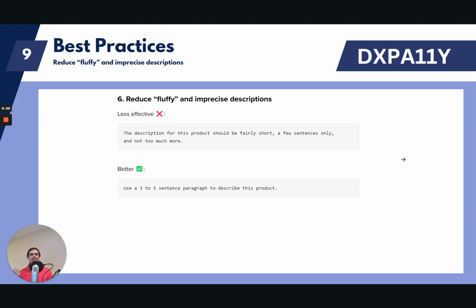Reduce fluffy and imprecise descriptions. So something like "the description of this product should be fairly short, a few sentences only, and not too much more." It's very generic. A few sentences only can be 3 to 5, can be 10 to 20. So don't do that. Try to be as specific as possible. So "use a 3 to 5 sentence paragraph to describe this product" is a much, much better way to say it.